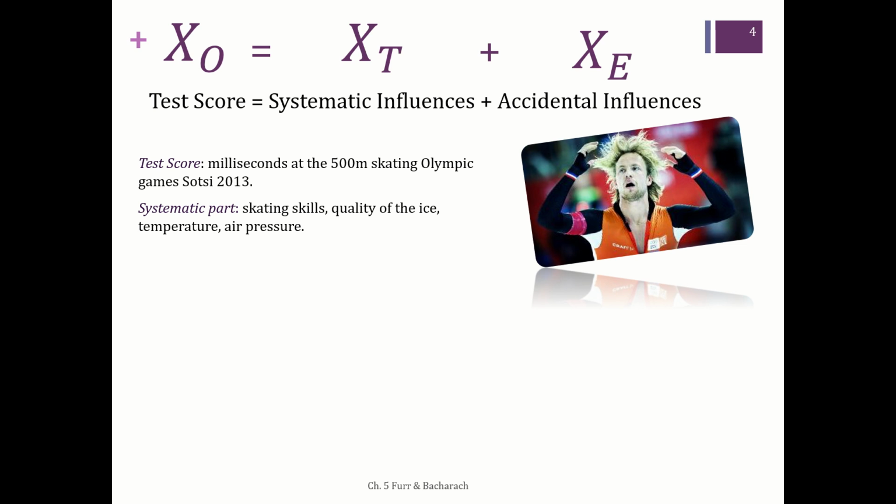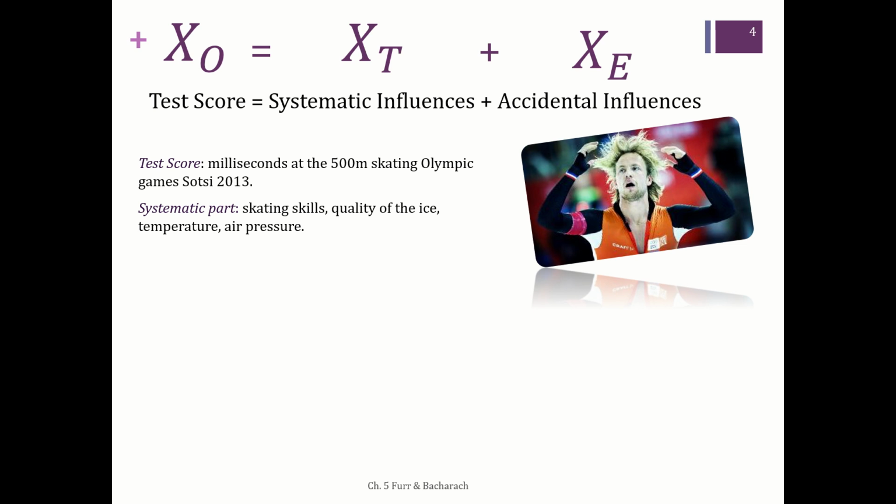Okay. Now, are there any other circumstances that could influence his or her time on the 500 meters, but that don't change from one measurement occasion to the next? And the answer is yes. Unfortunately, there are. And this is the part that classical test theory does not take into account properly. There are other systematic influences that don't change from measurement occasion to measurement occasion, so that have the exact same effect on measurement 1, measurement 2, measurement 3, and so on.